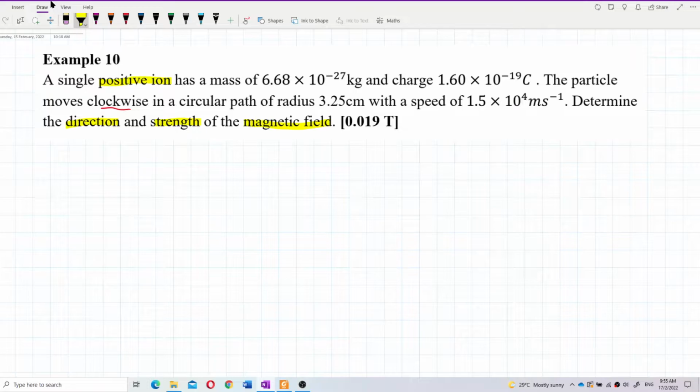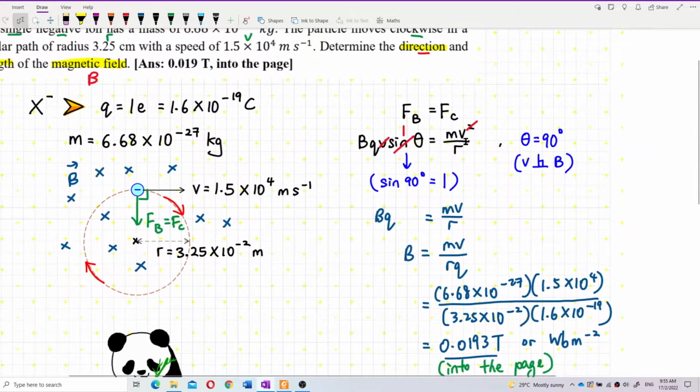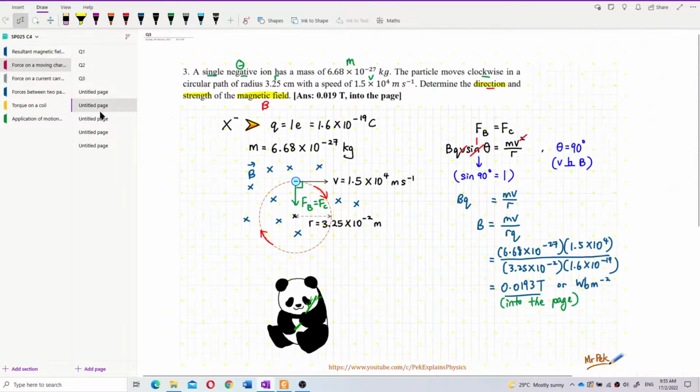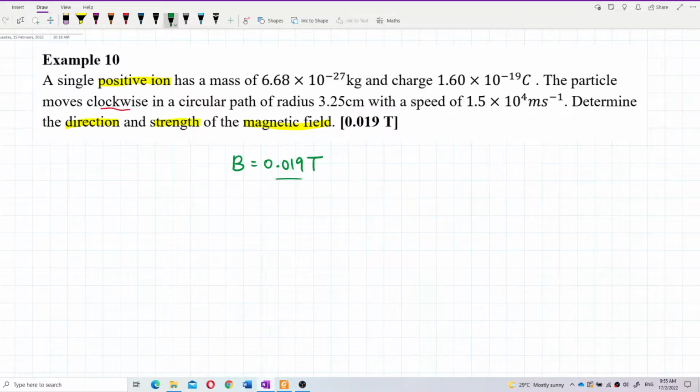The steps will be the same as before, so I'm not going to discuss the steps to solve the question again. So the answer is this one. The magnetic field is 0.0193 Tesla. I can write the answer over here. The magnetic field I got is 0.019 Tesla. That's the magnitude.